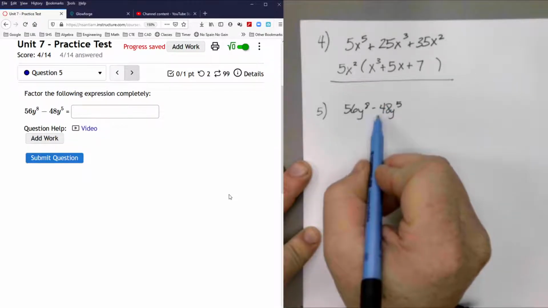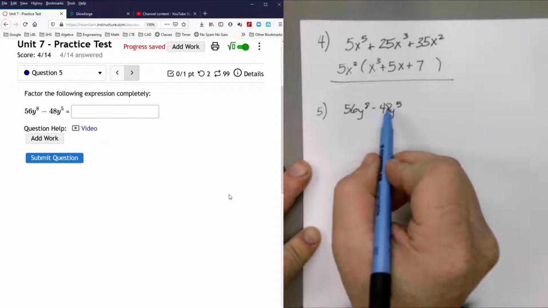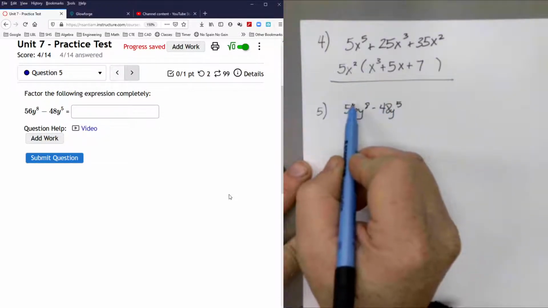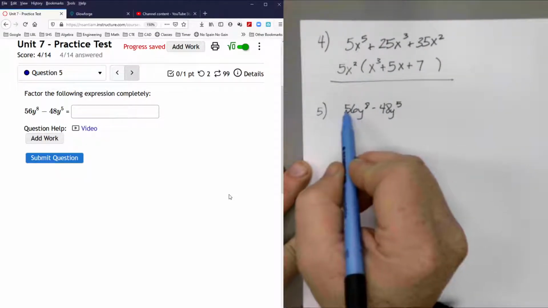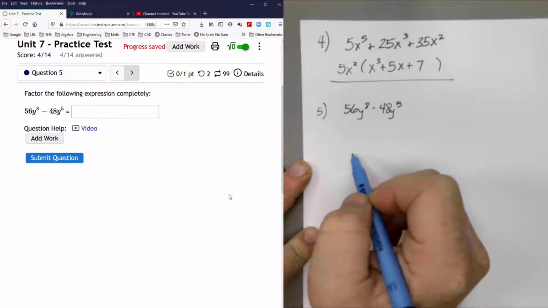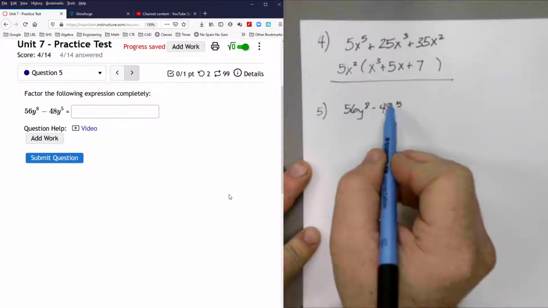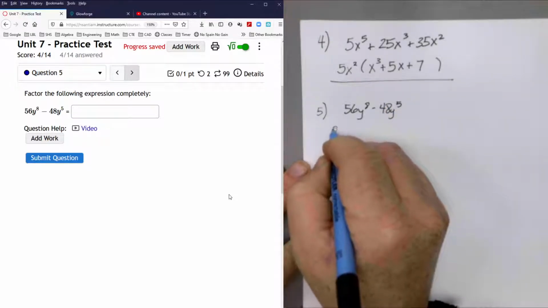The smallest number is 48, but 48 doesn't go into 56. So I have to look at the factors of 48. 6 and 8 are factors of 48, and 8 is a factor of 56. I believe that's the biggest one. If I look for the next biggest factor, it would be 16. 16 does not go into 56. So I think an 8 is what's going to factor out here.